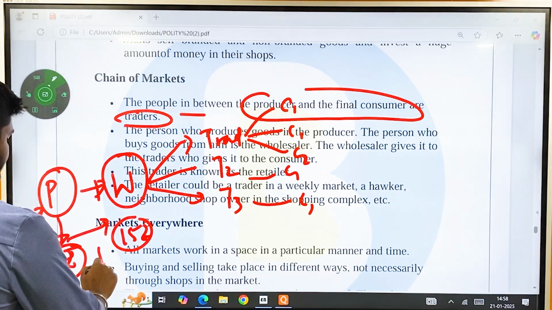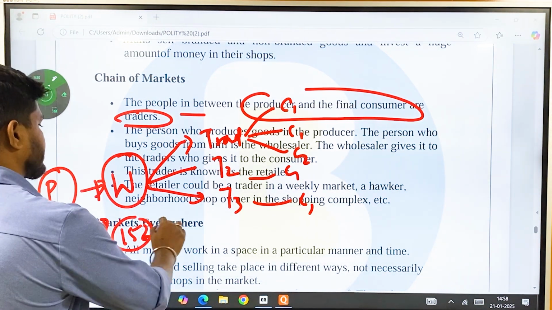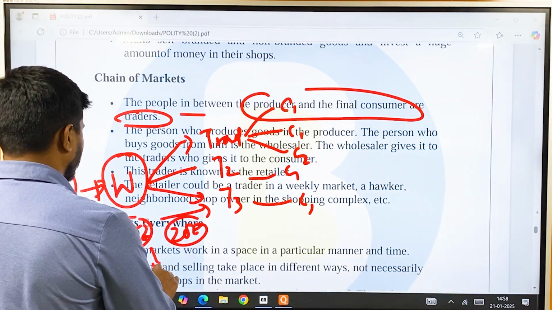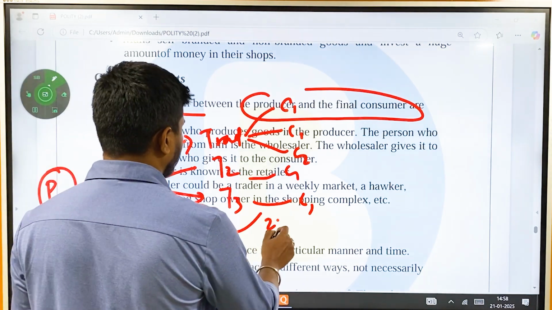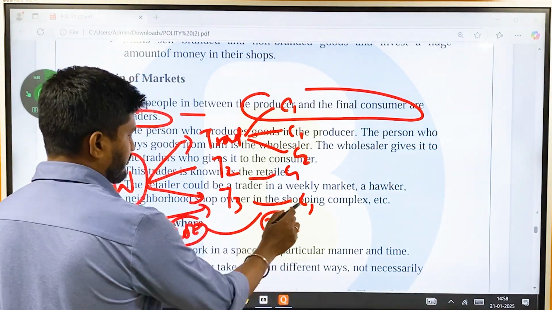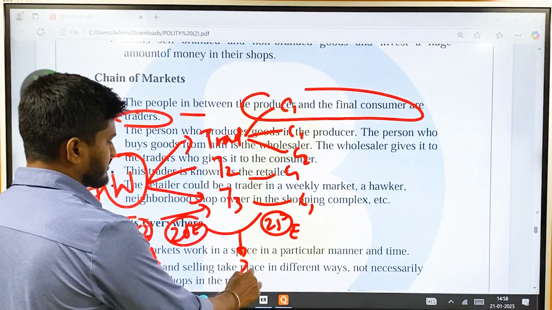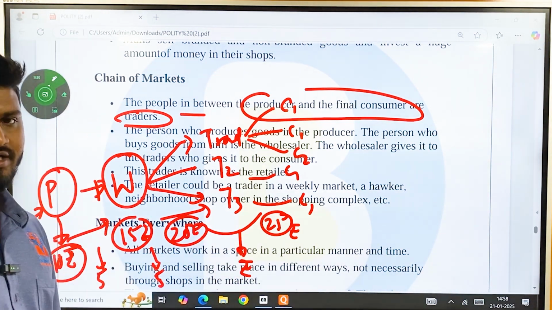Okay, so the profit for the producer is 5 rupees, and the wholesaler is going to sell to the traders at 20 rupees, and the profit of the wholesaler is 5 rupees. The trader is going to sell to the consumer at the rate of 25 rupees, so his profit is again 5 rupees. Okay, this is how the chain of market works.